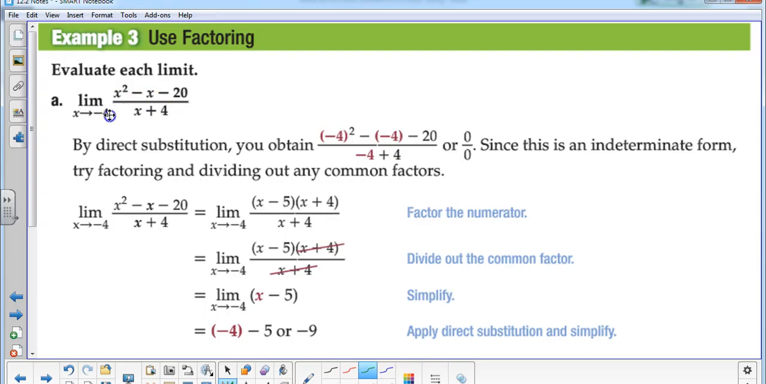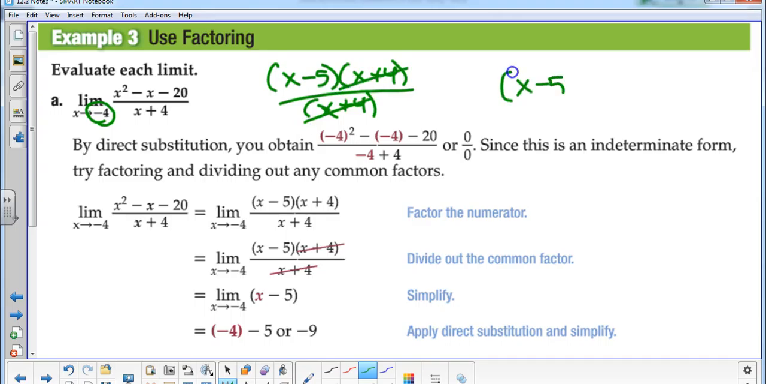All right, so here's one. It asks at -4. If I put a -4 in, is that okay? Can I do direct substitution? No. It's going to give me a 0 in the denominator. Okay? If you factor this, you get x minus 5, x plus 4 over x plus 4. So other than this undefined place, we are left with a line at x minus 5. Now if I substitute in -4, will I get a value? Okay. If you can factor something out and eliminate the undefined place, then you can use direct substitution.